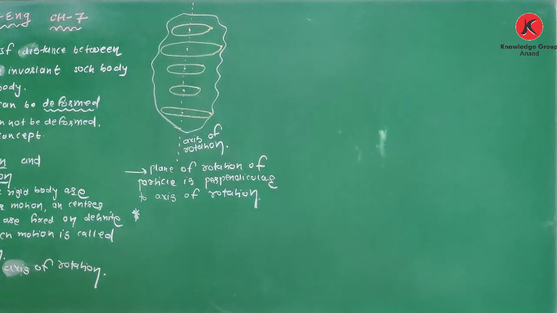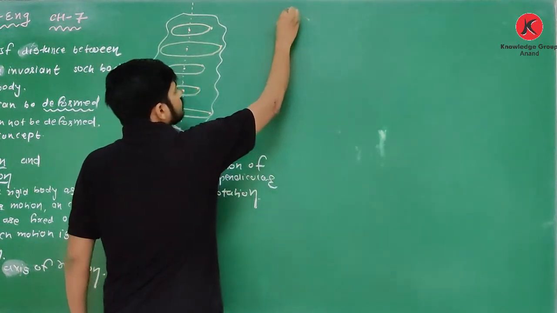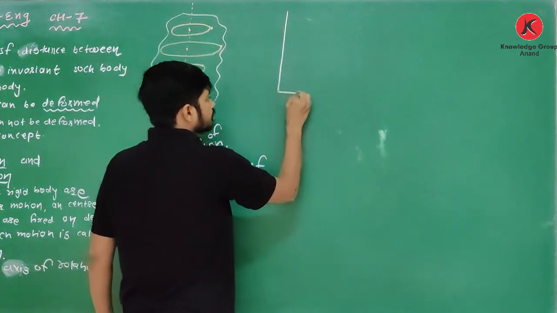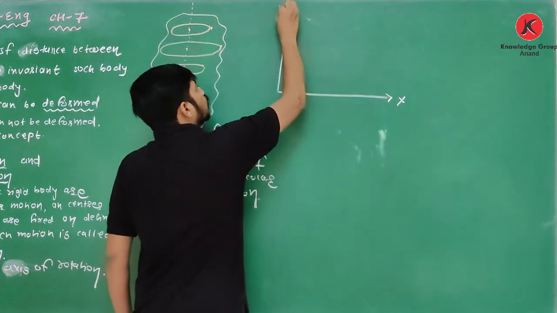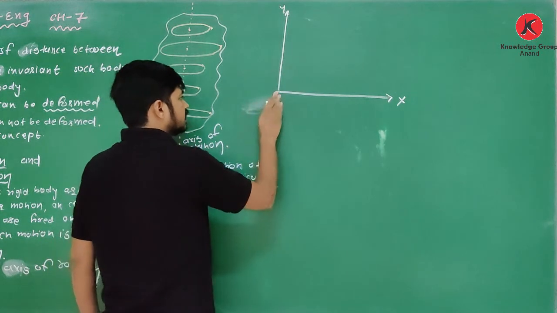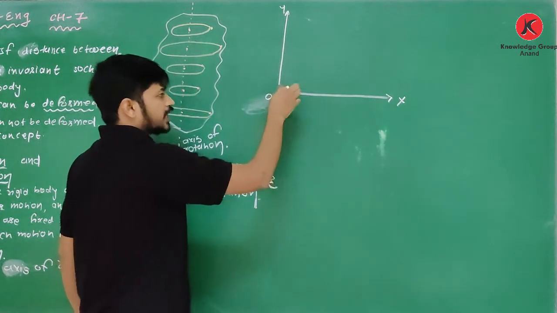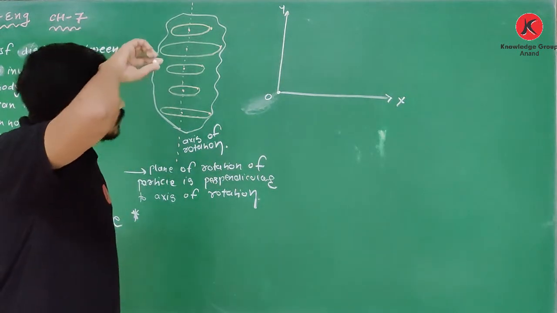For example, see here, if I am taking a frame of reference, for example, I am taking the frame of reference like this. See, this is the x-axis, the y-axis, and here it is the z-axis. The z-axis is perpendicular, outside. Simple. Yes or no? The z-axis is perpendicular outside.